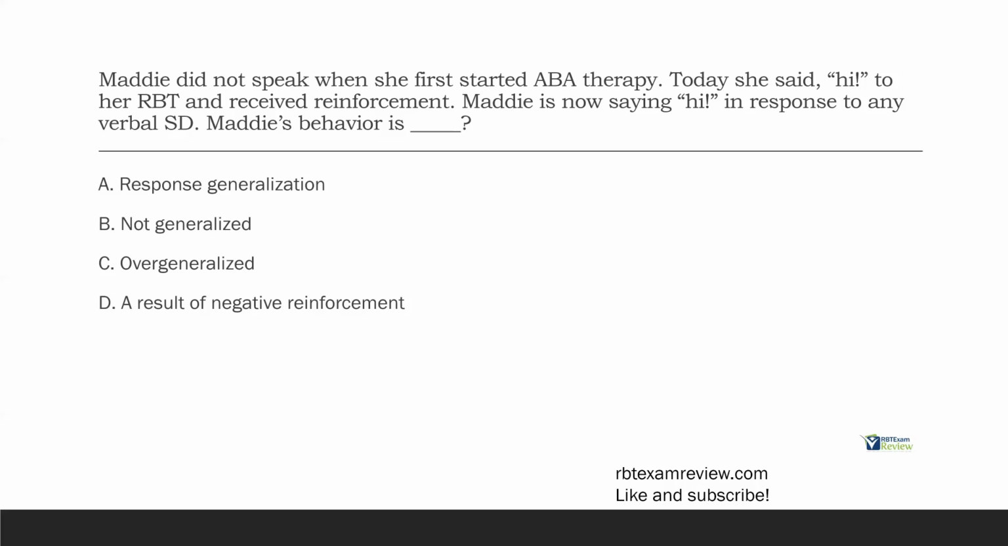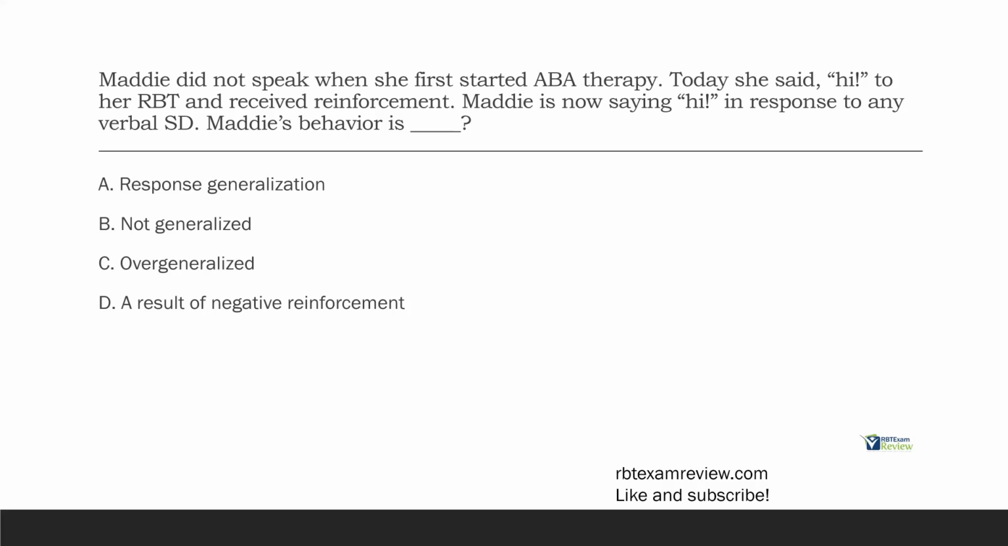But what is this considered? Is this response generalization? Response generalization says what? It says for one stimulus, there's going to be multiple responses. Well, in this case, it's one response across multiple stimuli. So if anything, it'd be stimulus generalization, but it's not response generalization. B, not generalized. Well, it is generalized, but what's the problem? It's C, overgeneralized. It's now occurring too much.